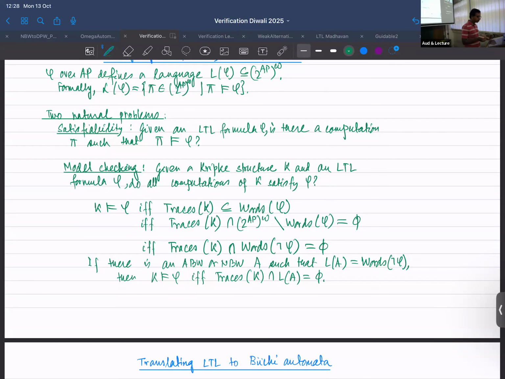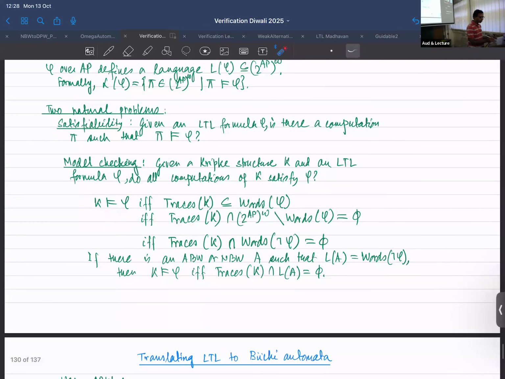So we have the Kripke structure, let's call it K, and we have the LTL formula phi. Do all computations of K satisfy phi? All the computations of K, let's call them the traces of this model K, are they a subset of the set of words which satisfy phi? That is what it translates to. This model satisfies phi if and only if the traces of K are a subset of the words which satisfy phi.